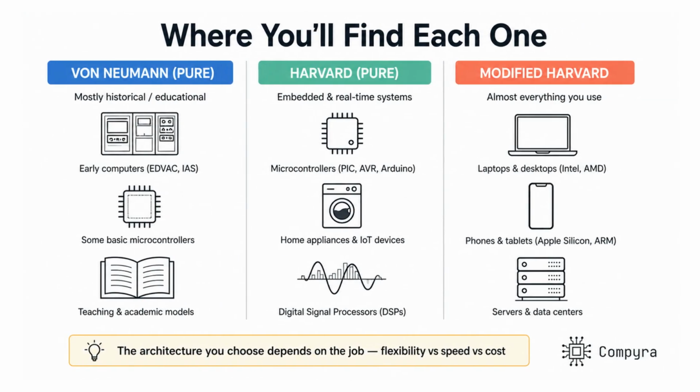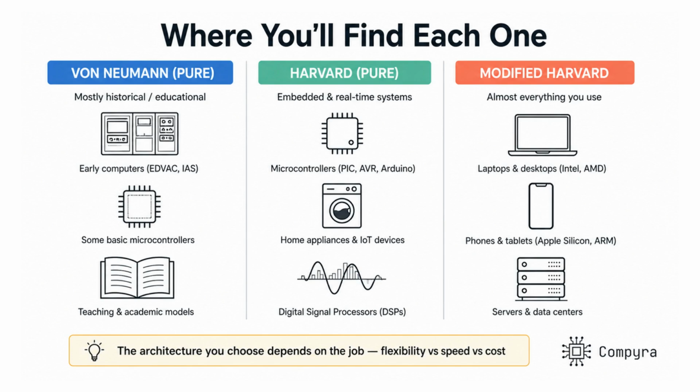So where do these architectures actually live in the real world? Pure von Neumann is mostly historical now. The original 1940s machines like EDVAC were strict von Neumann, and you'll still see the pure form in basic microcontrollers and textbooks. But almost no modern high-performance chip is pure von Neumann anymore. That bottleneck is too costly when speed matters.